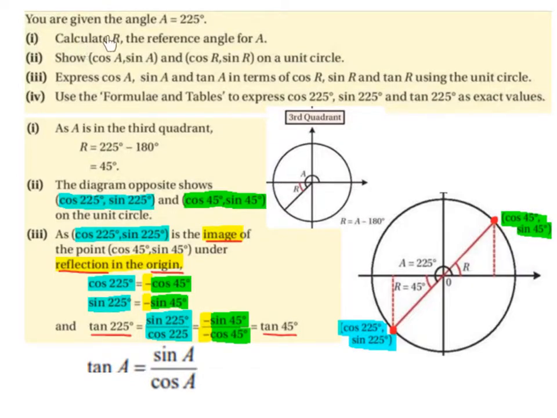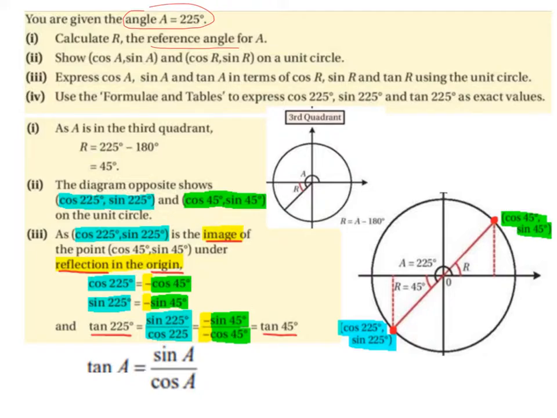So part 1, calculate the reference angle for A. So remember the angle is 225 degrees and 225 degrees lies in the third quadrant. So this is our unit circle. We start at 0 degrees. We work our way up to 90 degrees, around to 180 degrees, and 225 degrees is about here. So it's in the third quadrant. This is the first quadrant, second quadrant, third quadrant.